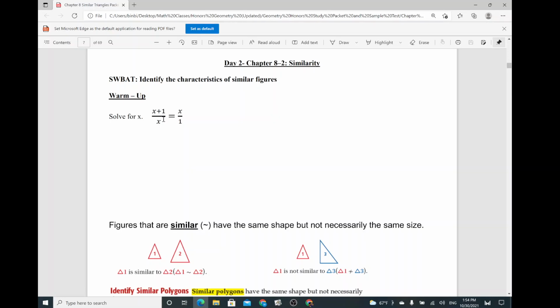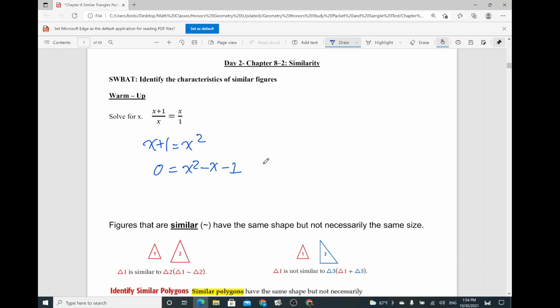Cross multiplication is just multiplying the numerator and denominator, and then setting that equal to the result of the other numerator times the denominator. So the quantity x plus 1 times 1 is x plus 1, and that equals x times x, which is x squared. Now bring everything to one side, so we get 0 equals x squared minus x minus 1. You may notice that this one is non-factorable.